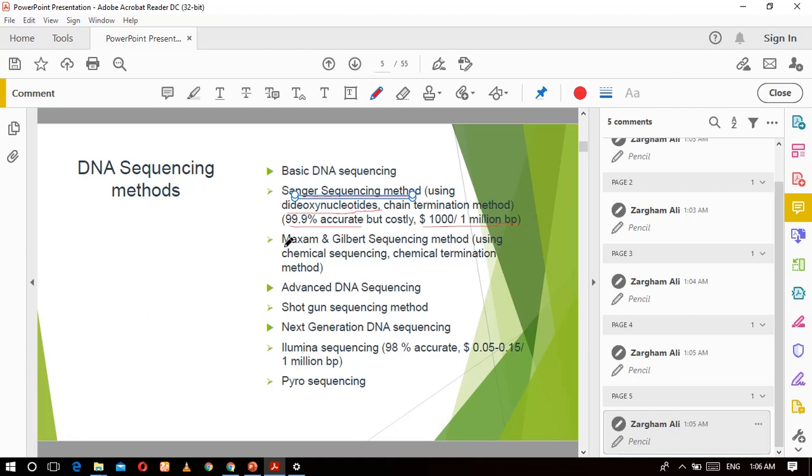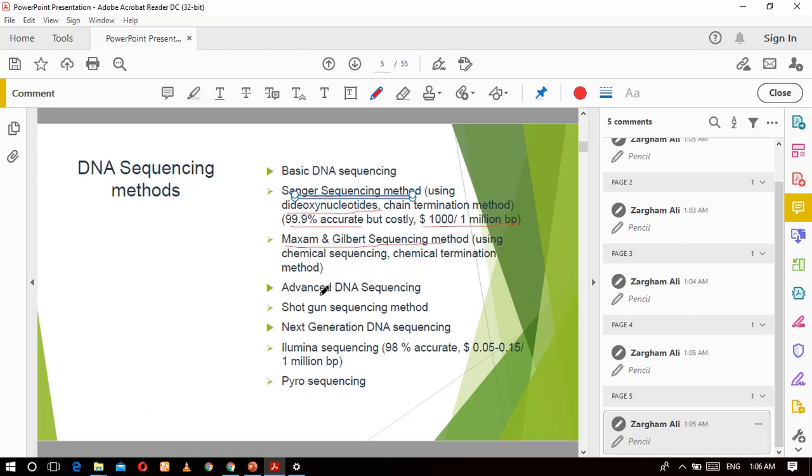Then the other method is the Maxam and Gilbert sequencing method. It is the same as the Sanger sequencing method, but the only difference is that it uses a chemical sequencing or chemical termination method.